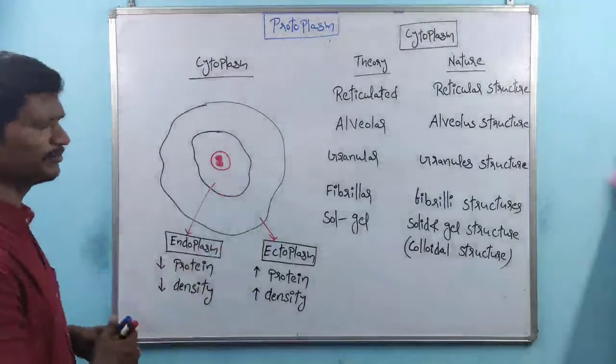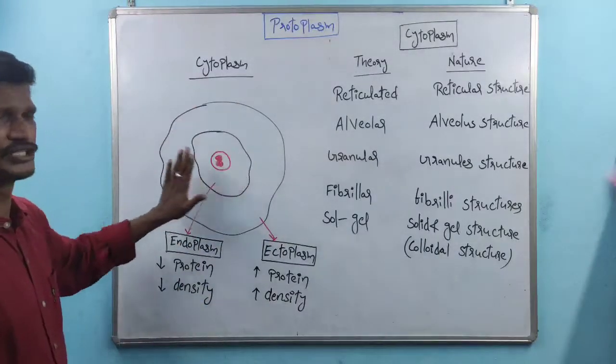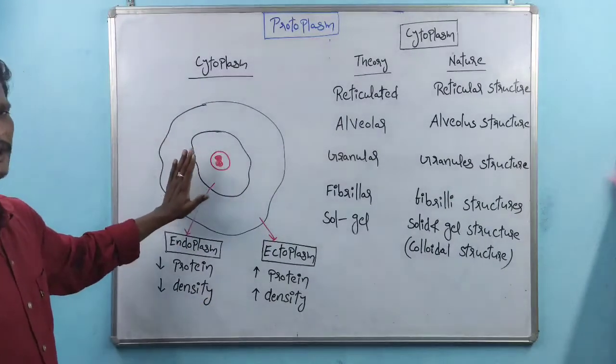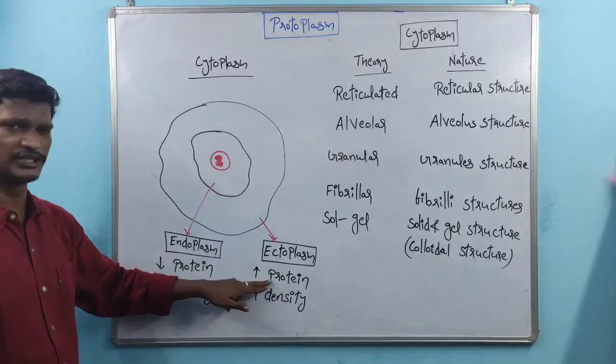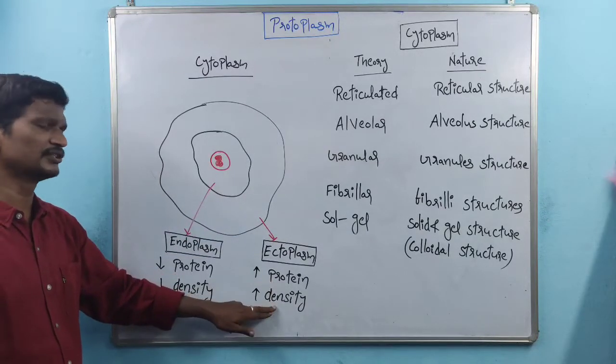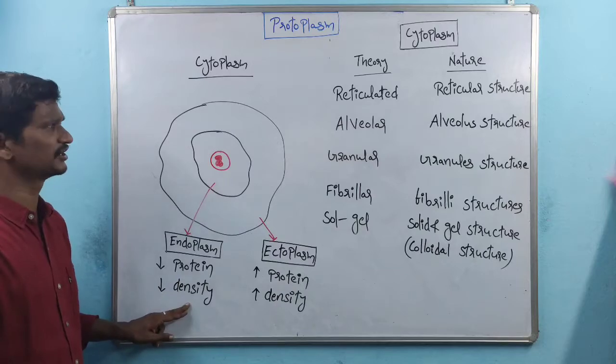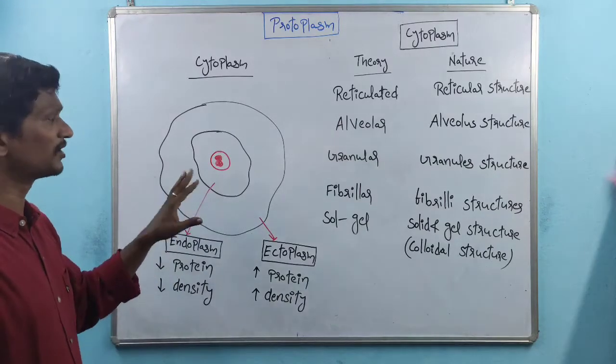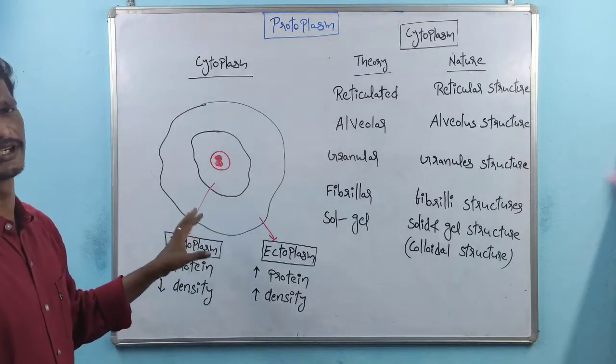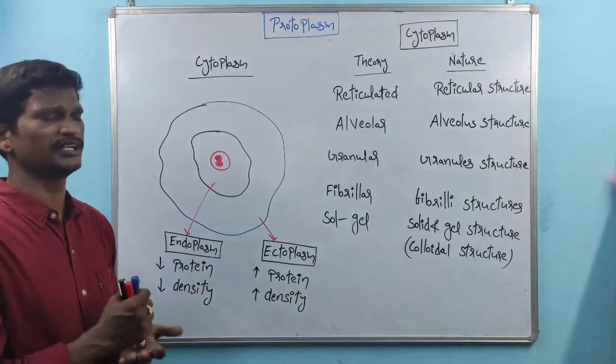So what I am telling here is that within the cytoplasm, two regions are there: ectoplasm and endoplasm. Ecto has a rich percentage of proteins and high density. Endo has a lower percentage of proteins and lower density. So that is the difference between the parts of the cytoplasm, that is, ectoplasm and endoplasm, right?